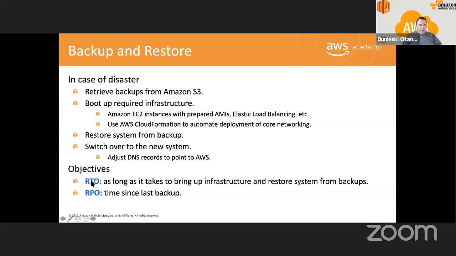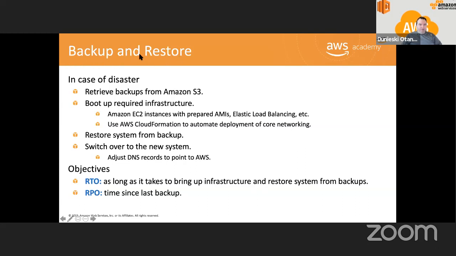So the objectives: RTO is as long as it takes to bring up infrastructure and restore systems from backups, and RPO is the time since the last backup. All of this, guys, has to be thought out when you are preparing for disaster recovery in AWS, using this method here, backup and restore.